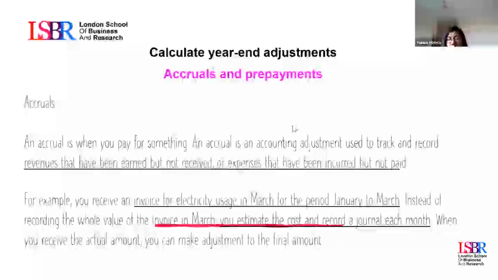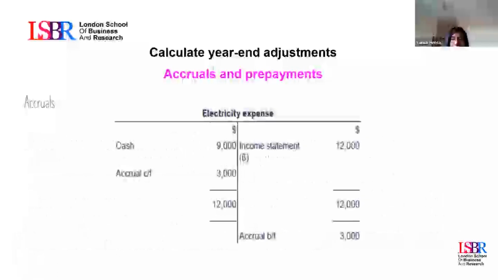So this is another example of adjustments. Basically, this is the accounting entry in accruals. When you have an accrual, it affects income statements. Again, this is only to show how it will be presented in financial statements.